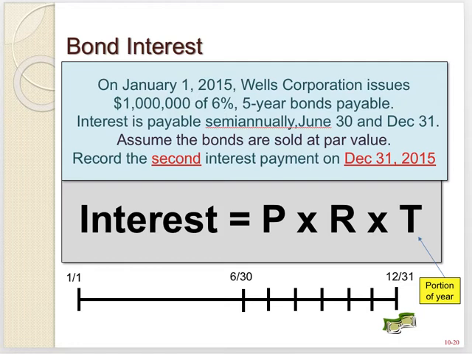Now it's time to record our second interest payment on December 31st, 2015. Now, if you look at our timeline, we've already paid the interest through June 30th. So now, on December 31st, the period of interest that we're covering is this 6 months, really from June 30th to December 31st. So we're saying, okay, look, now we've borrowed the money for an additional 6 months, so we need to record the interest related to that.